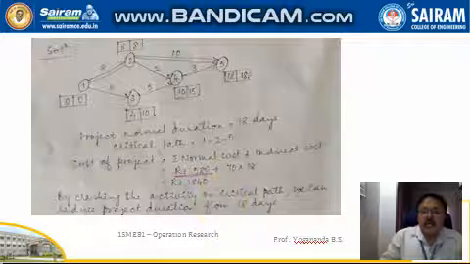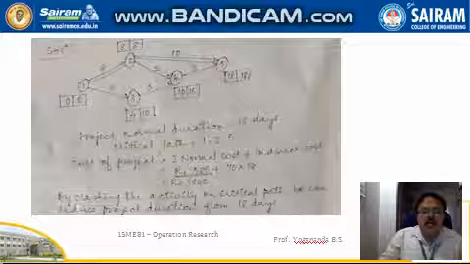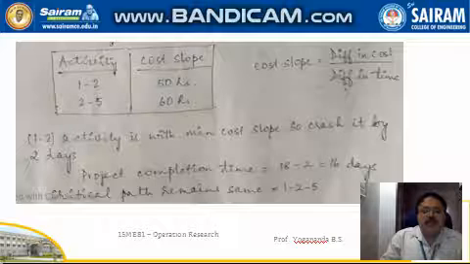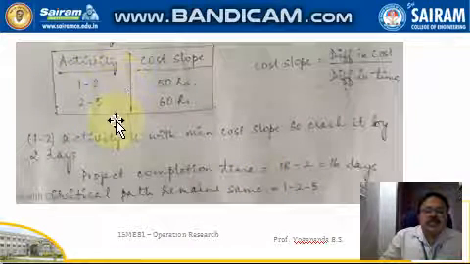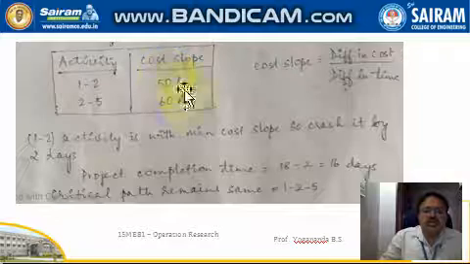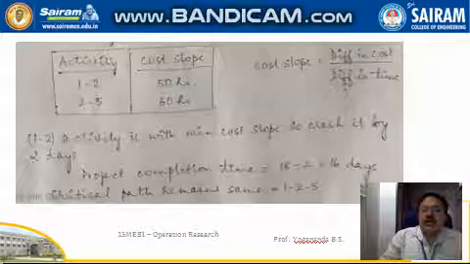Now we will see how to crash the project to reduce the project completion time, and we'll see what is the increase in the cost of the project. Now there are two activities which are considered critical, for which the cost slope is written. So what is the cost slope?